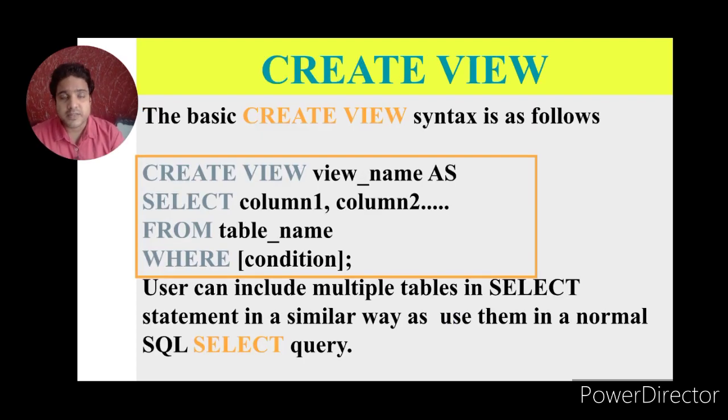How can a view be created? The basic syntax is: CREATE VIEW, this is the keyword, then the view name, AS is a keyword, SELECT column1, column2. This represents the attributes. FROM table name, the table from which the view is created. More than one table may be used, separated by commas. WHERE conditions select tuples for particular columns.